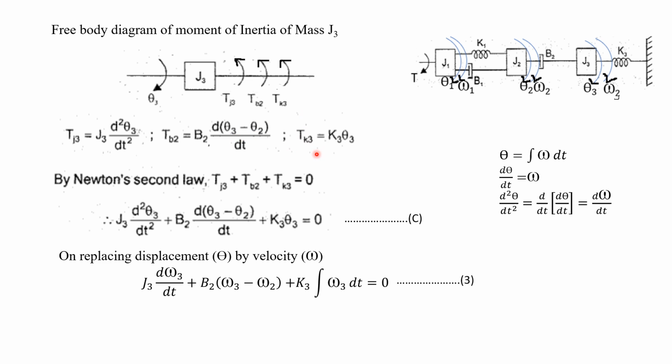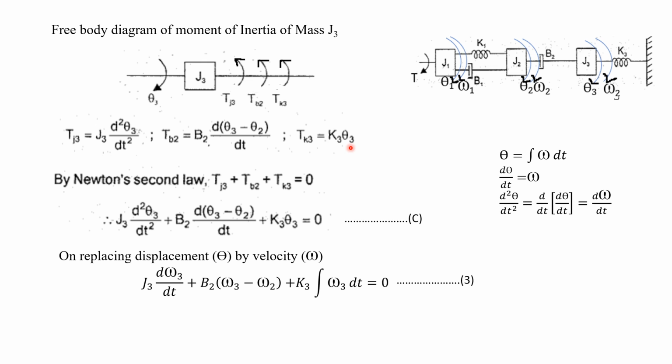Then what about the value of TK3? Here K3 is connected only to this J3. It is not connected to J2 as well as J1, so directly we can write the formula. What's the formula for TK? K into theta. So here TK3 will be K3 into the displacement, which is theta 3. So we can write it as K3 into theta 3.